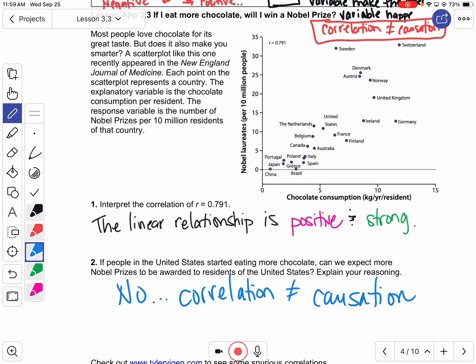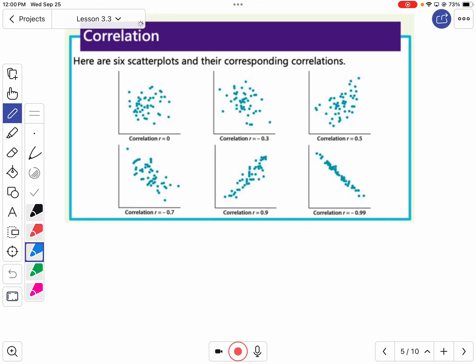All right, let's switch over and look at a couple more examples. And then we're going to be done. So this one, I just wanted to show you some pictures. Here we have a correlation of 0. Can't really tell if it's positive or negative. They're just kind of all over the place.